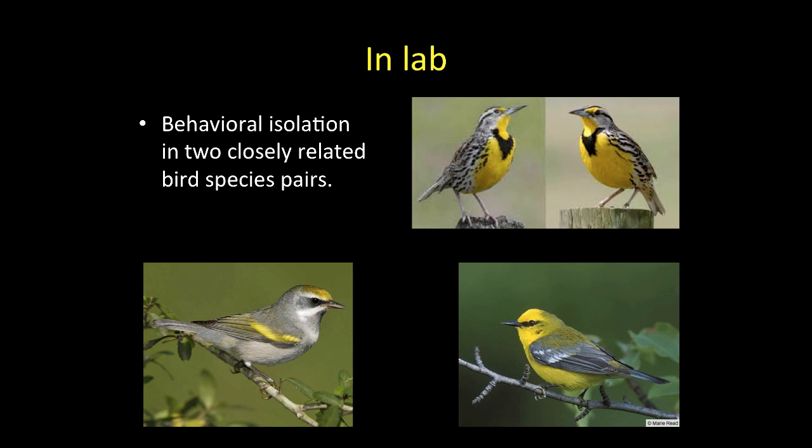As I've mentioned, in lab we are going to examine behavioral isolation in two closely related bird species pairs, the eastern versus western meadowlark and the blue-winged and the golden-winged warbler. If you look in a bird book, these are considered separate species. We will use their songs, which are used for, among other things, courtship, as a way to measure quantitative differences, and we'll do a little research on these birds to make predictions about which one should exhibit more differences in song. So that's kind of what lies ahead.